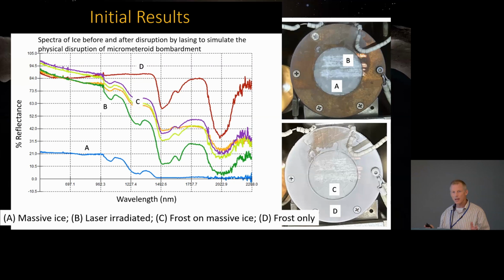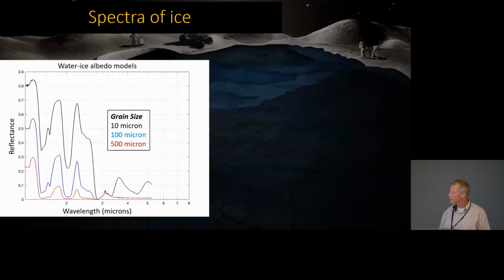The point is, okay, maybe this whole idea of looking at grain size effects could work, but this is pure water ice, right? So this is not at all what we need to be doing. The next step is to actually look at the mixtures of water ice and the regolith itself.